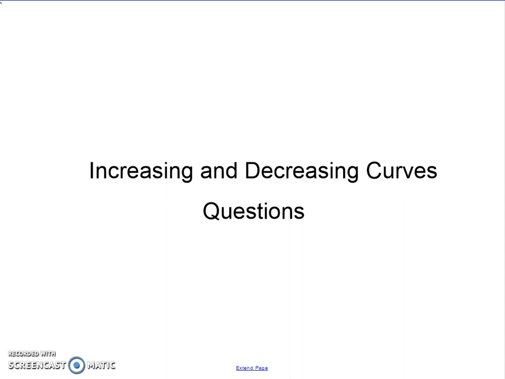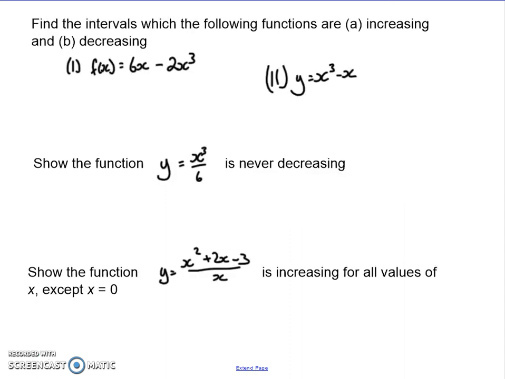So here they are. First thing I want to do is find the intervals in which the following two functions are increasing and then decreasing. The first function is 6x minus 2x cubed. The second one is x cubed minus x. Second question, I want you to show the function y equals x cubed over 6 is never decreasing. And the third one, show the function y equals x squared plus 2x minus 3 over x is increasing for all values of x except x equal to 0, which comes in from the divide by x. So, pause the video, have a crack at those, come back and get your working and your answers.